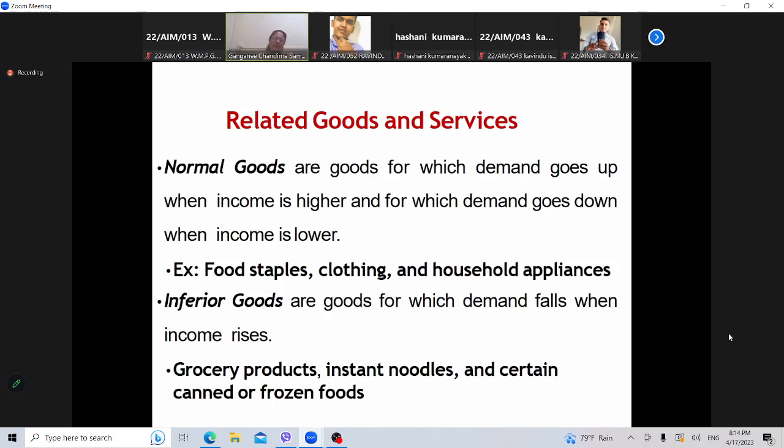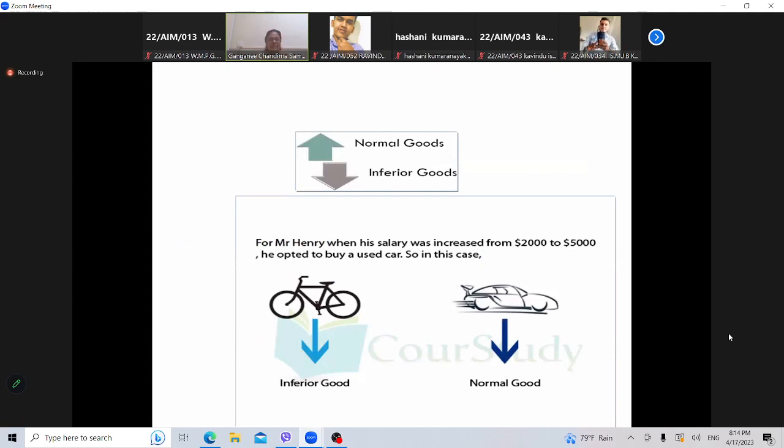Normal goods, when income increases, the demand for that good also increases. But inferior goods, when income rises, inferior good demand decreases. See, normal goods, inferior goods. Normally bicycle, car is the normal good. But inferior good, when income rises, people will not take push bicycles, they will take a car. Okay.